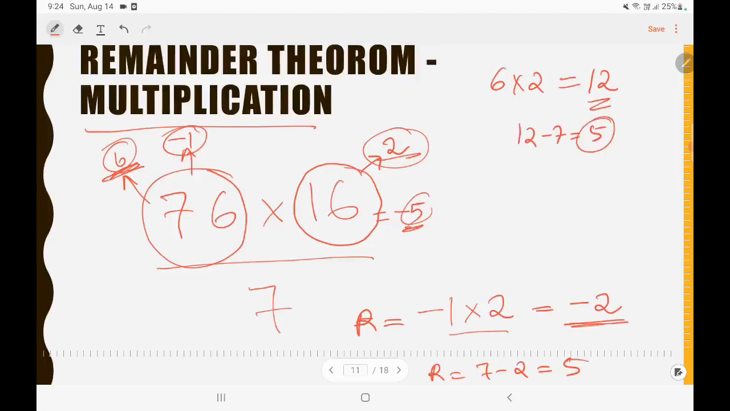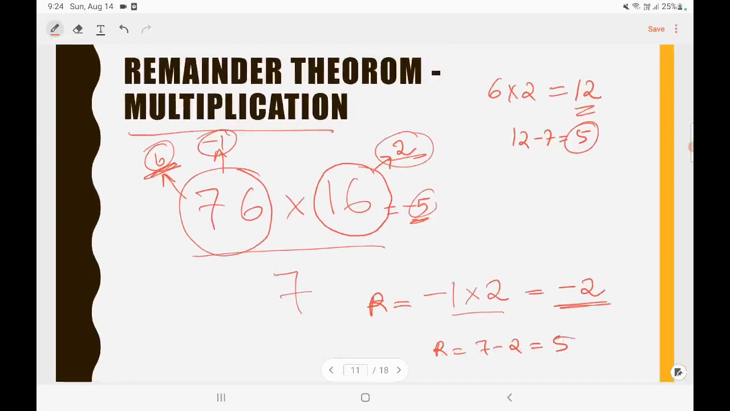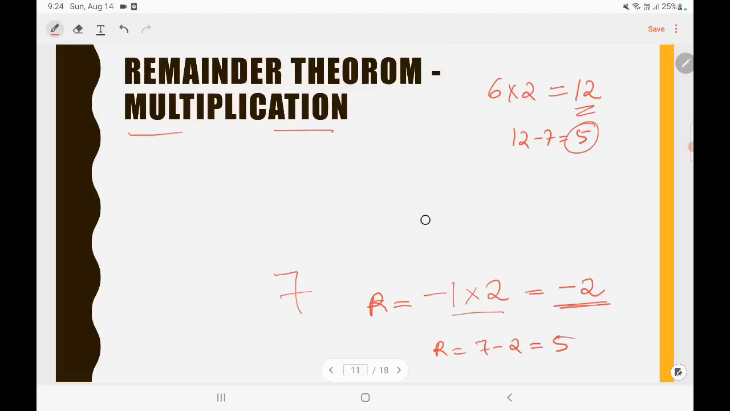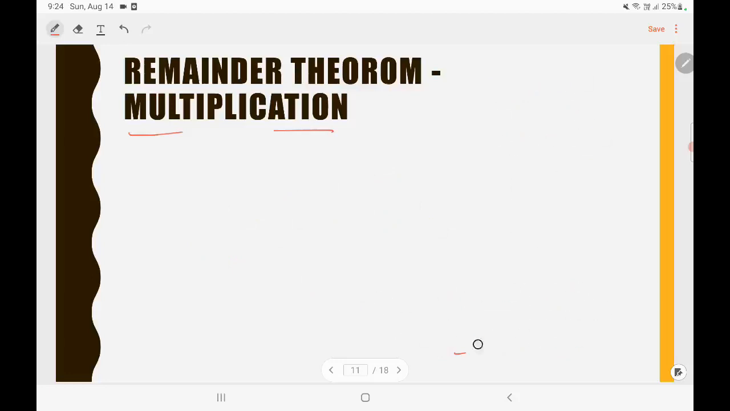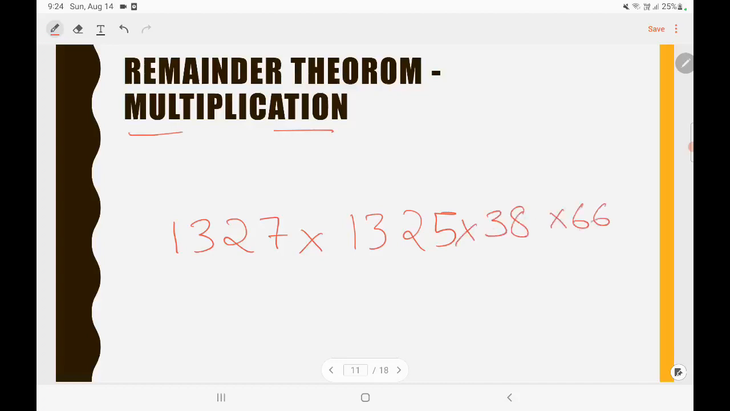But if you take the smallest number, whether it is the negative remainder or the actual remainder, your calculations are going to be very easy. Okay, so I will give you another example so that you will understand the importance of the negative remainder. Let's say 1327 into 1325 into 38 into 66 divided by 13. So you need to find out the remainder.